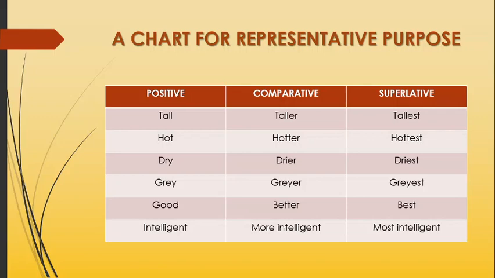Good, better, and then best. Intelligent would be more intelligent and most intelligent. Incidentally, if we indicate the lesser quality, then we say intelligent, less or lesser intelligent, and least intelligent. It is just the opposite of more. Next, we have the basic rules.